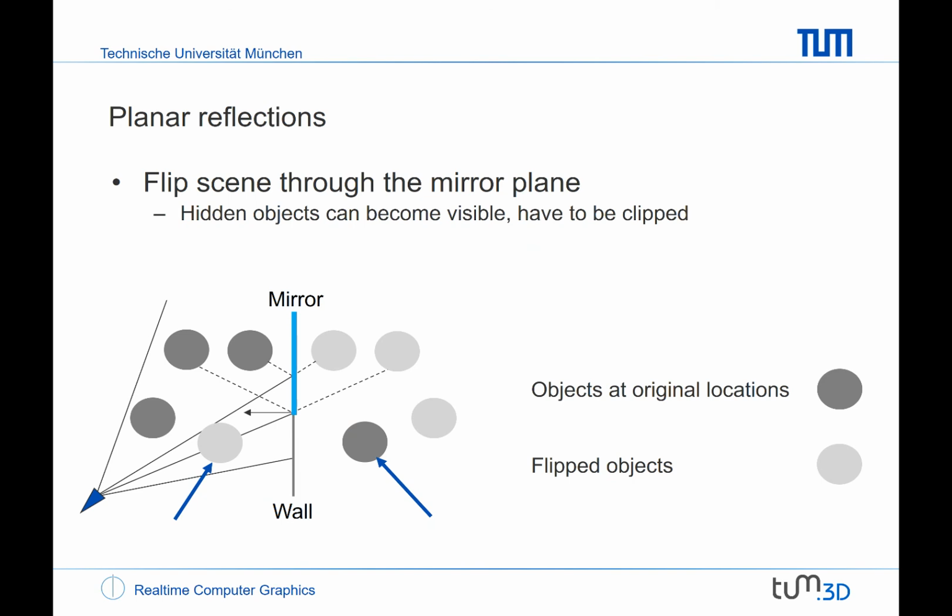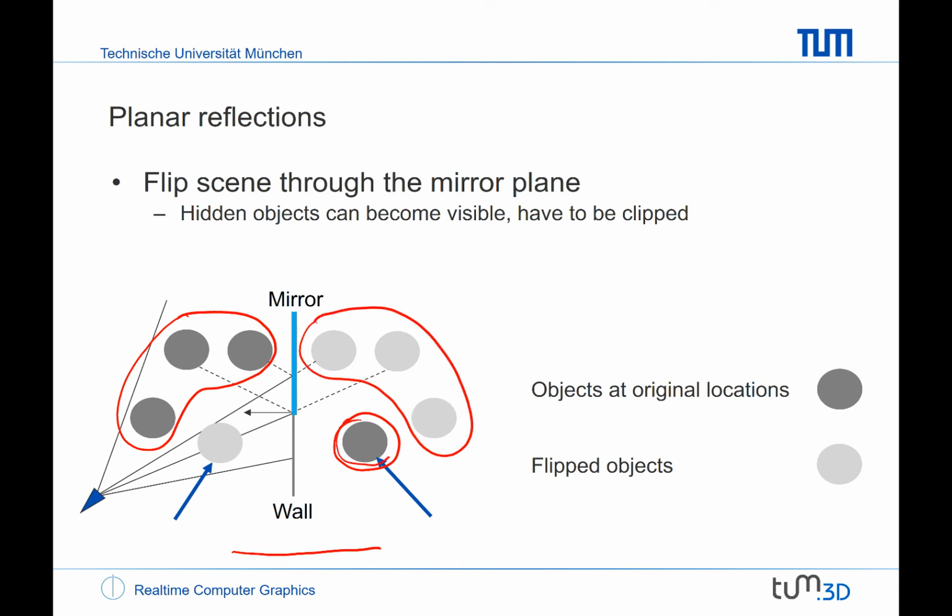Okay, and there's another thing we have to consider, because if we flip the scene through the mirror plane, then objects which are initially hidden or occluded by the opaque wall will become visible. We see that in this particular situation here. Let us assume that in the initial scene we have the three objects here and also the object here. If we now flip the entire scene at the mirror plane, then we obtain the three flipped objects here, and this object here is now flipped to the other side.